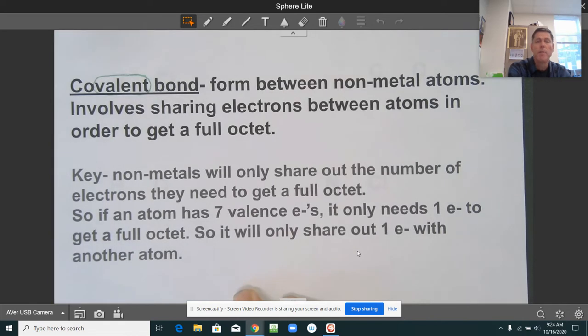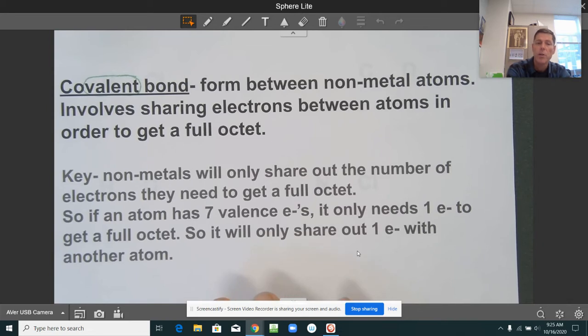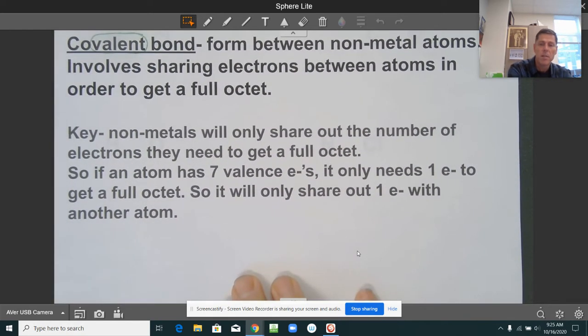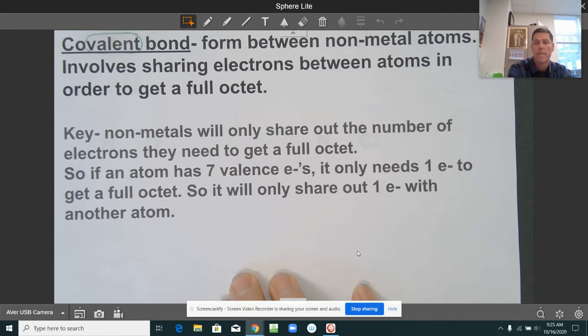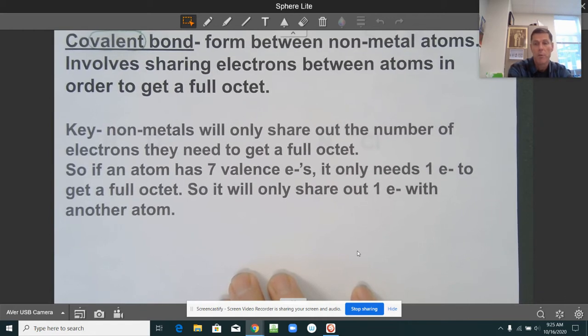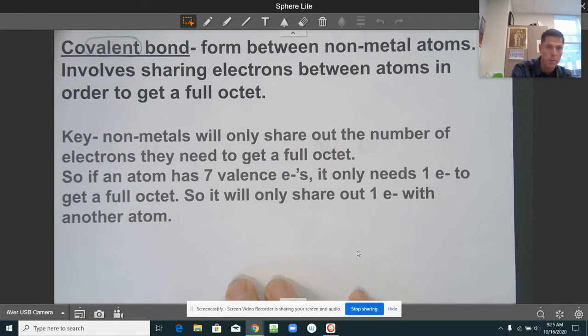So this is going to be a bond that forms between nonmetal atoms coming together, and they're going to share electrons. They share electrons to get a full octet. Just like ionic bonds, they want the full octet. One of the key things to remember is in nonmetals, they're only going to share out the number of electrons that they need to get the full octet. So if an atom has 7 valence electrons already, it only needs 1 to get its full octet. So it's only going to share out 1 electron. If it has a valence of 5, it needs 3 electrons, it's willing to share out 3 electrons to get a full octet. Keeping it very simple. Okay. So covalent bond.